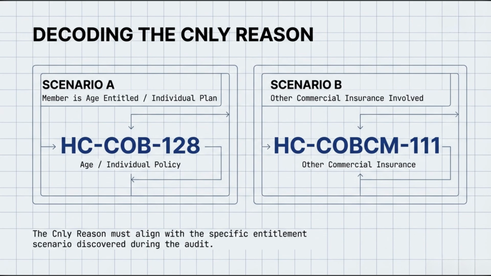This isn't just about picking a code. This is about absolute accuracy. The CNL reason you select must perfectly align with the specific entitlement scenario you uncovered. We're verifying that the story we tell with our data is the exact same story that claim documents tell. It's all about consistency and eliminating any discrepancies for the audit team. Are you seeing how critical this precision is? It makes all the difference.